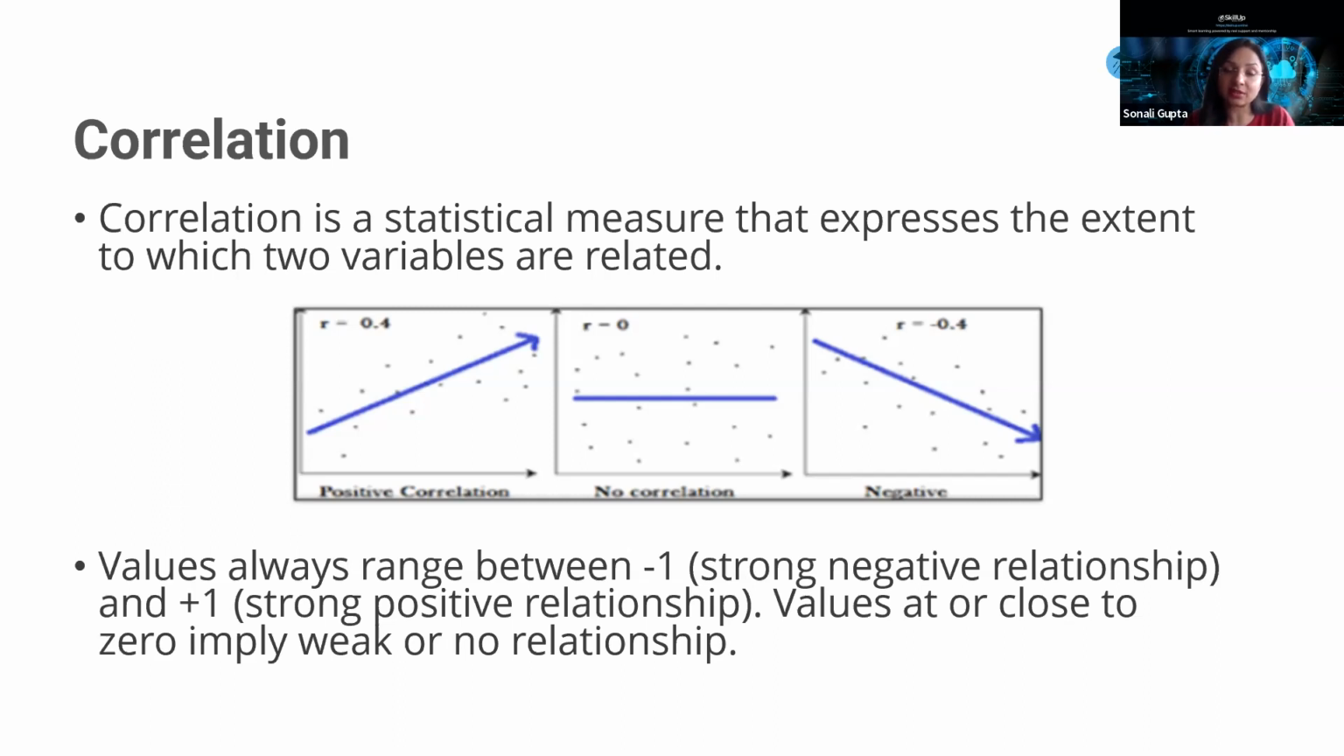So what does that mean? This is where correlation comes in, around how the two variables are related to each other. And the values always range between -1, which is a strong negative, to +1, which is a strong positive relation. And if it is 0, that means those two attributes are not related or very weakly related to each other.